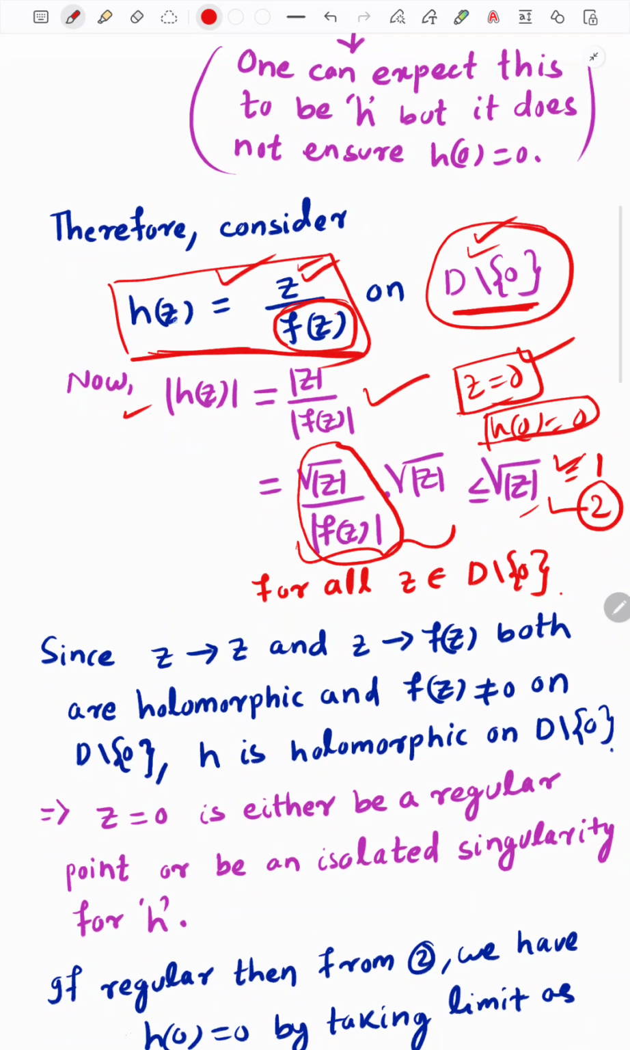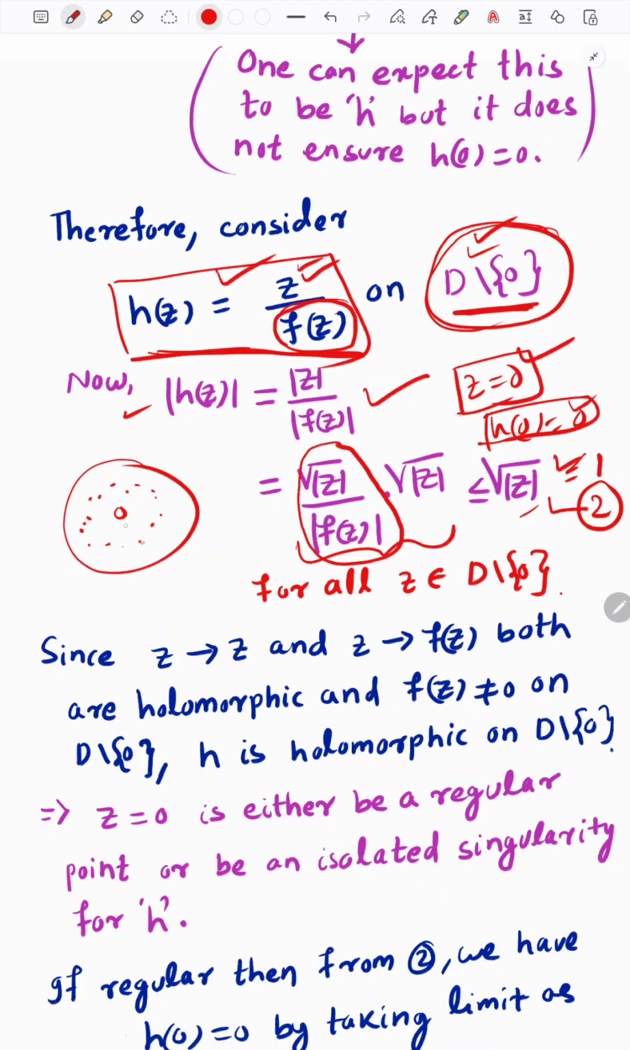But we know that our h is analytic on this whole domain, means this is the domain excluding the point z equal to 0. On all these points our h is analytic, but at the point 0 we are checking whether it is analytic or not. Okay, if it is analytic, then we are getting that h of 0 is equal to 0 by taking the limit on both sides. Okay, so there is no problem.